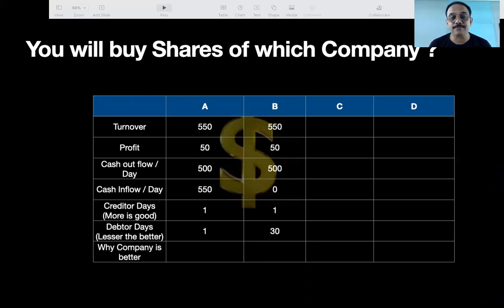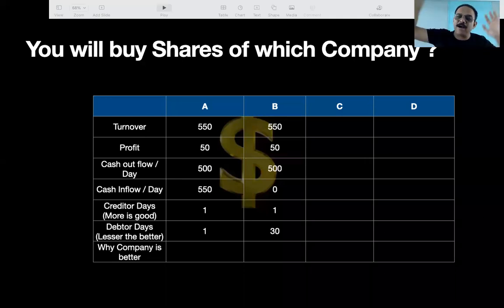Now tell me, if I ask you which company you will invest in, both companies. See, on all TV debates, everywhere discussion will happen, fantastic turnover, this profit, everything. But there is something below which is very, very important, which is cash flow. How many of you, why will you invest in A? Very good. Tarun said company A because risk of default is less.